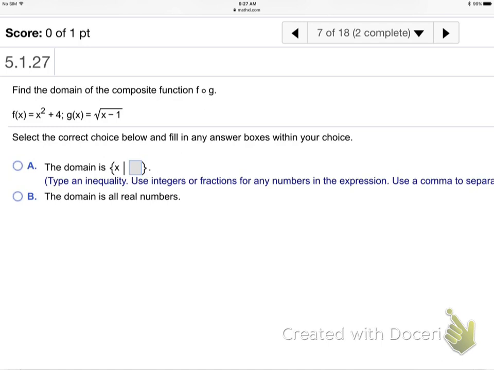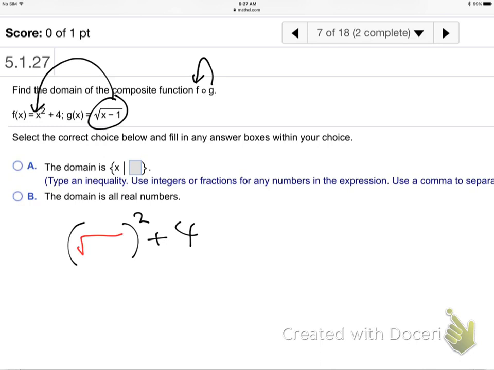So domain of the composite function f of g. So let's do the same thing. We're going to stick g into f. They're not giving me a particular number, so it's the same kind of thing. Stick all of g into f. So f is something squared plus 4. That's the format of f. And we're putting all of g into f. So put in square root of x minus 1. Does that make sense? That's f of g. I just put all of g into f. So far, so good? Everybody see that?